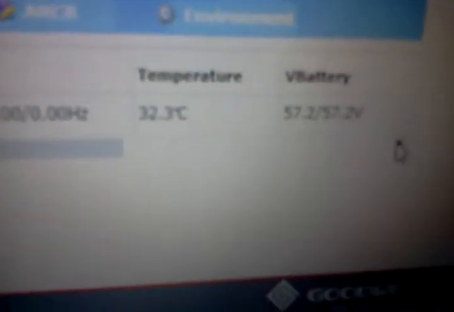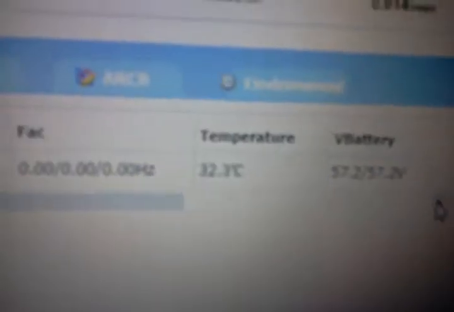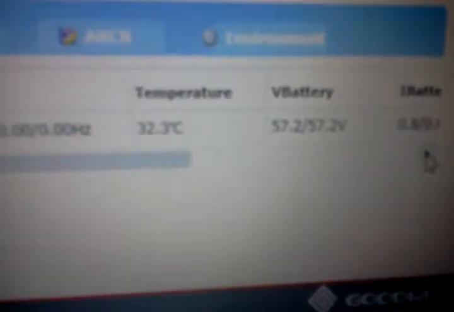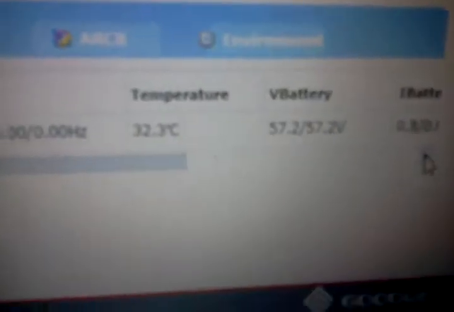And my battery voltage is at 57.2 volts at the moment, and right now my battery is charging at about 0.8 amps. That's the charging rate of my battery at the moment.